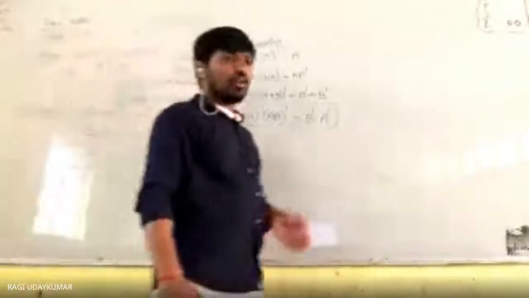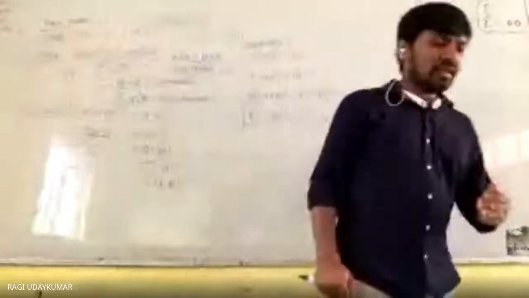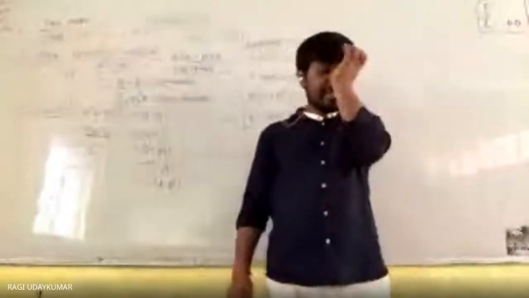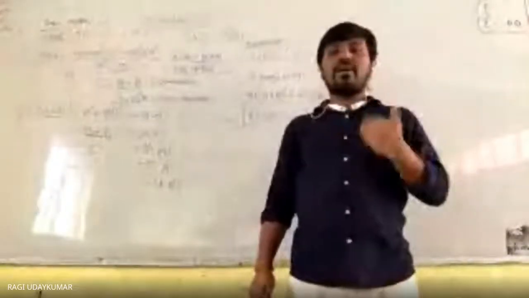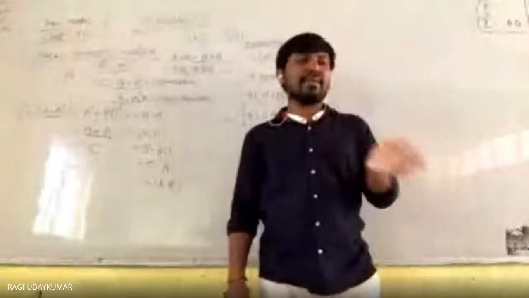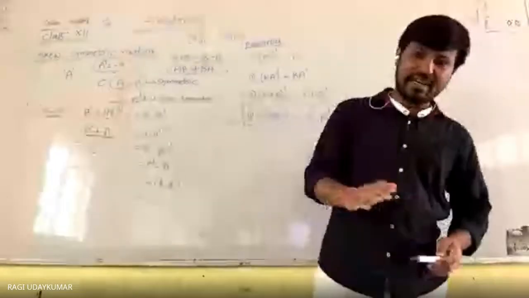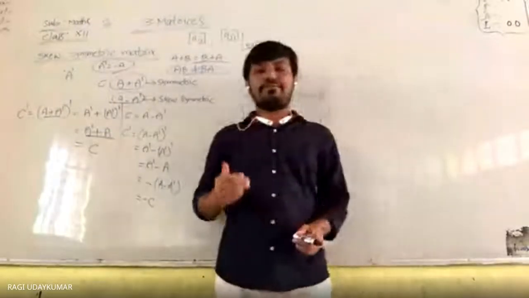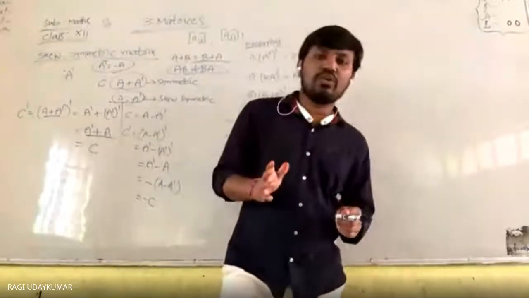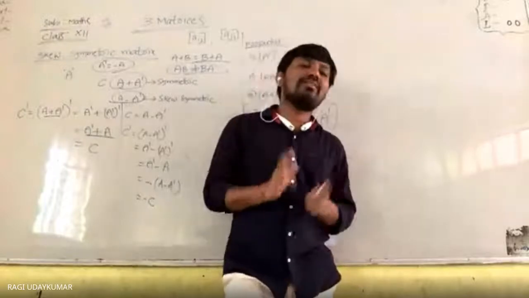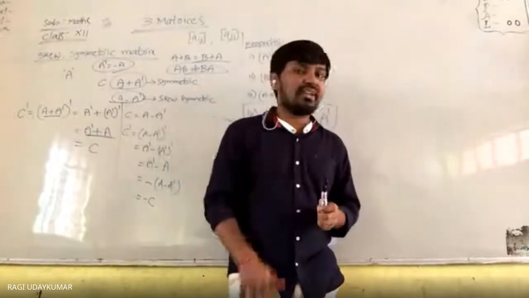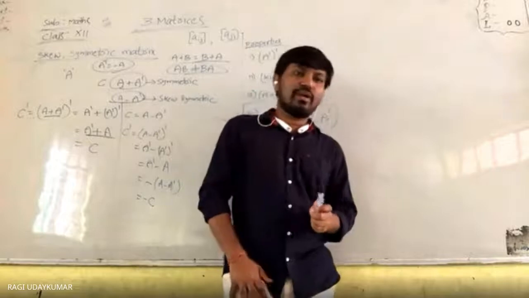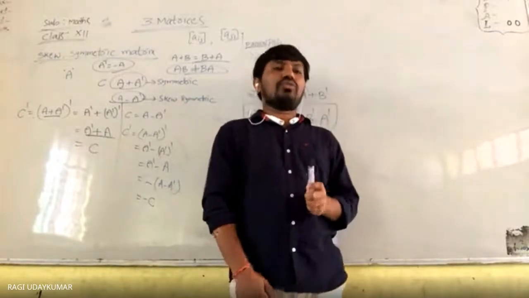Suppose if the question is asking you to prove that any square matrix can be written as, if A is any square matrix, A plus A transpose is a square symmetric matrix, A minus A transpose is a skew symmetric matrix. If this is a statement, if it is given to you to prove, then you can prove it very clearly like this. The proof is given to you in your textbook and it is important also. Then you try to do it.